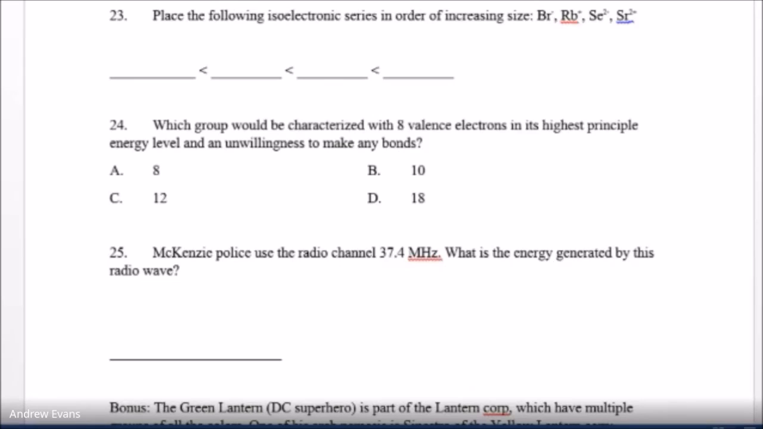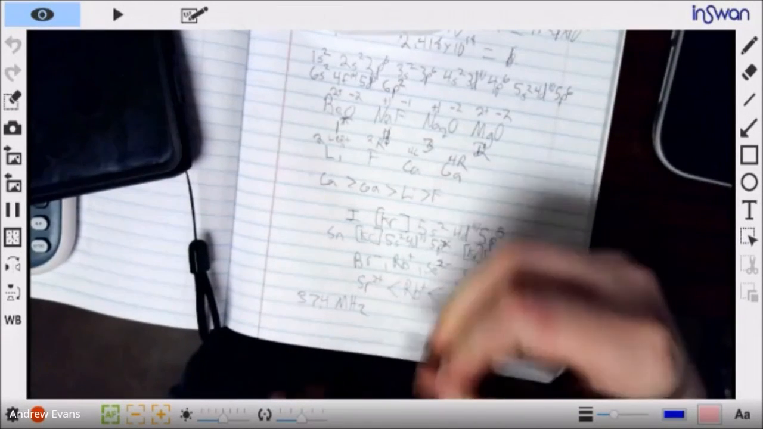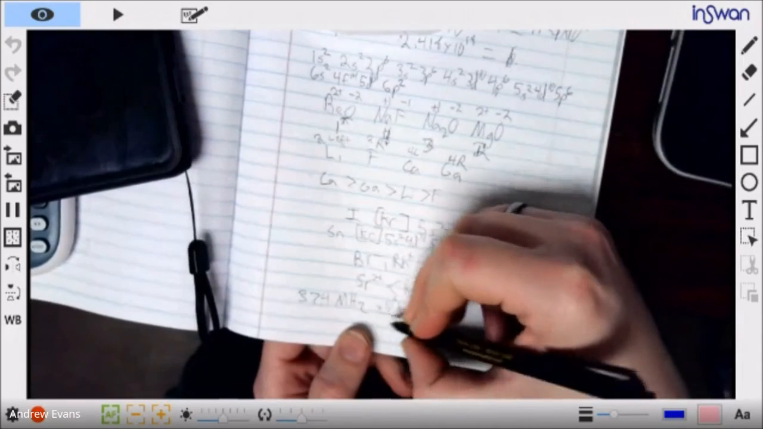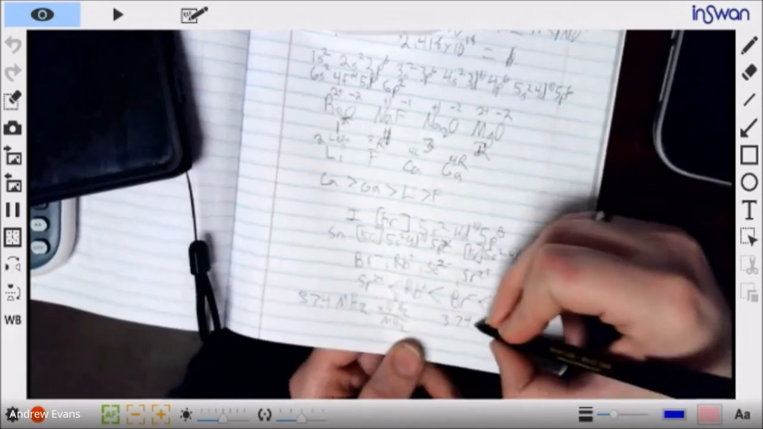And the last question: a police department uses a radio channel of 37.4 megahertz. What is the energy generated by this wave? So 37.4 megahertz. Remember, mega means 10 to the 6th. So times 10 to the 6th hertz in a megahertz puts us at 3.74 times 10 to the 7th hertz.